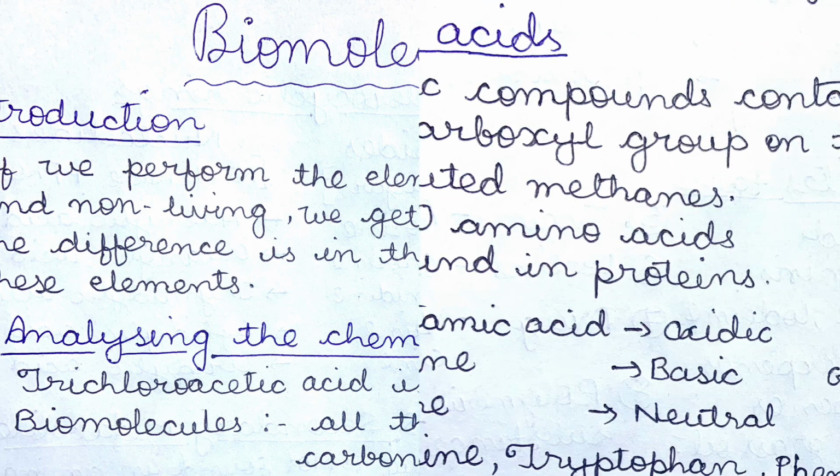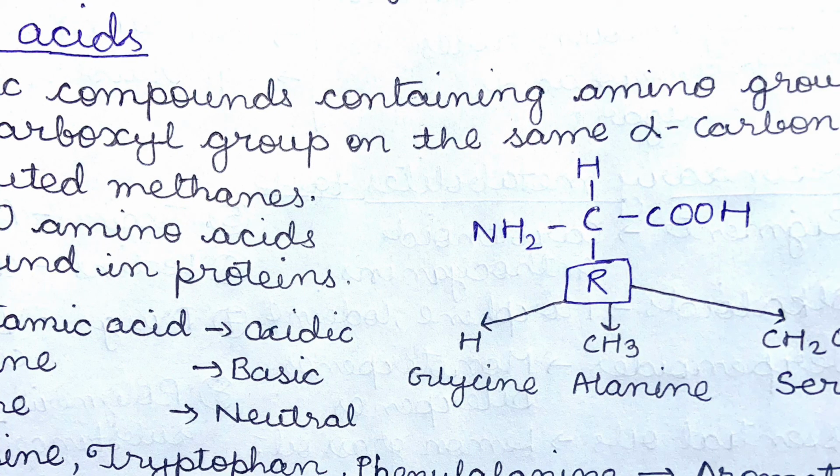Next are the amino acids. Amino acids are compounds containing an amino group and a carboxyl group on the same carbon, that is the alpha carbon. They are also called substituted methanes. There are many amino acids, but only 20 of them are found in proteins.